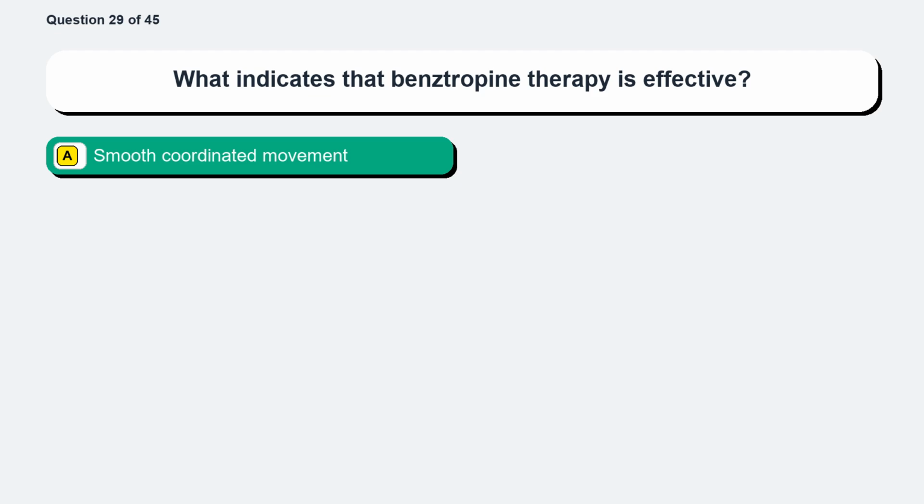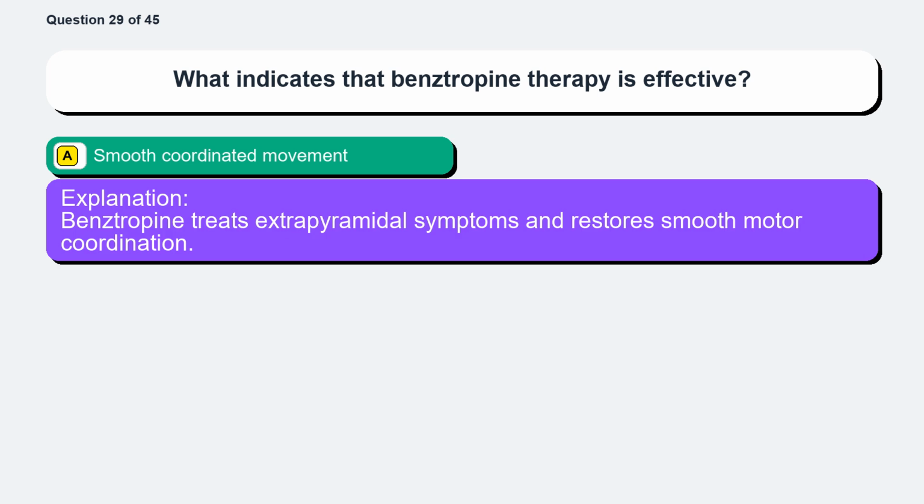The correct answer is option A, smooth coordinated movement. Benztropine treats extrapyramidal symptoms and restores smooth motor coordination.